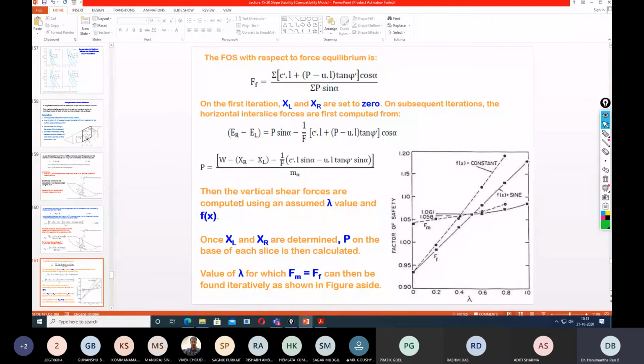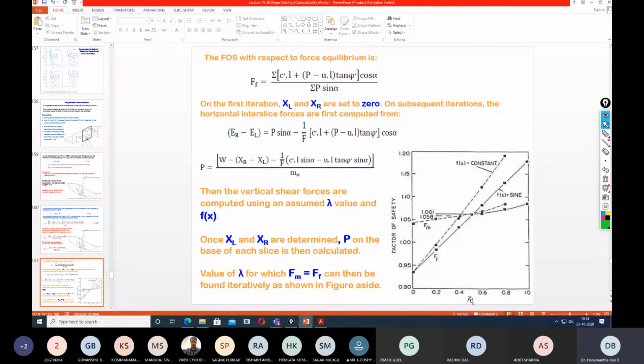Then the vertical shear forces are computed using an assumed lambda value and an assumed function f of x. Here you can see the f of x could be, from this schematic, a sine function or a constant or any other mathematical equation, it doesn't matter. There is also a relationship they proposed, between the factor of safety versus the lambda.